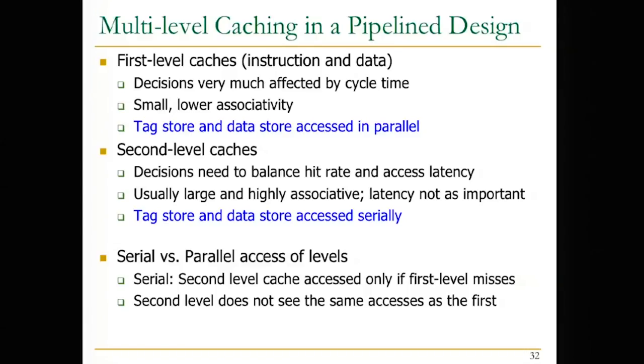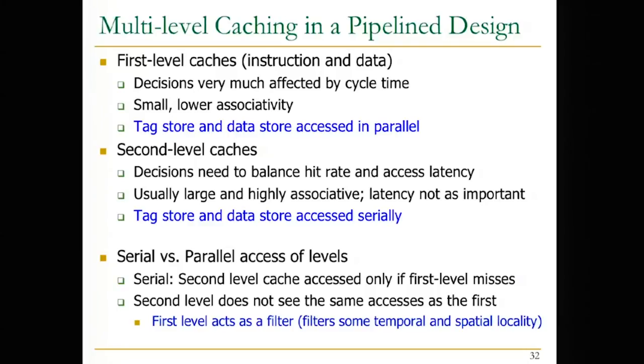Okay. So if you do a serial access, second level does not see the same accesses as the first one. This is also called a filtering effect, right? Basically, first level acts as a filter. It filters some temporal and spatial locality. That cache sees all of the accesses coming from the processor, but the next level of cache sees only the accesses that are coming out of the first level cache. And the next level sees only the accesses that are coming out of this level of cache, right? So your accesses get filtered as you get closer to main memory.